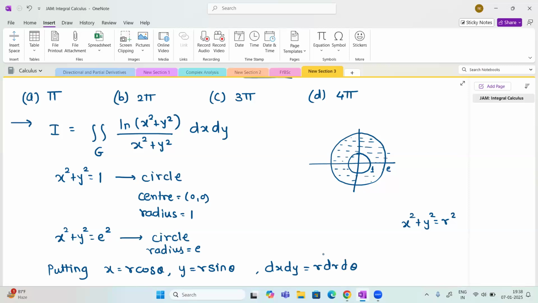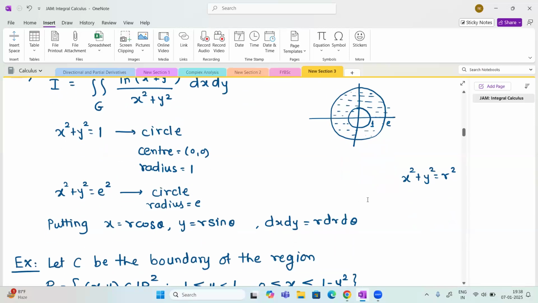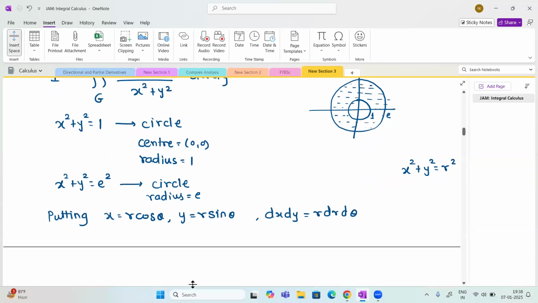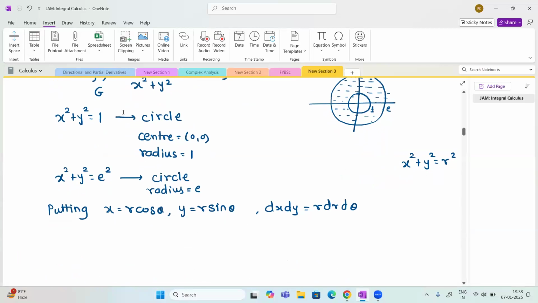Okay, very good. So let us rewrite these equations in polar form. First equation: x square plus y square is equal to 1. Let us put x is equal to r cos theta, y is equal to r sin theta. So what will you get? r square, cos square plus sin square is 1. So r square is equal to 1. That means r is equal to 1.